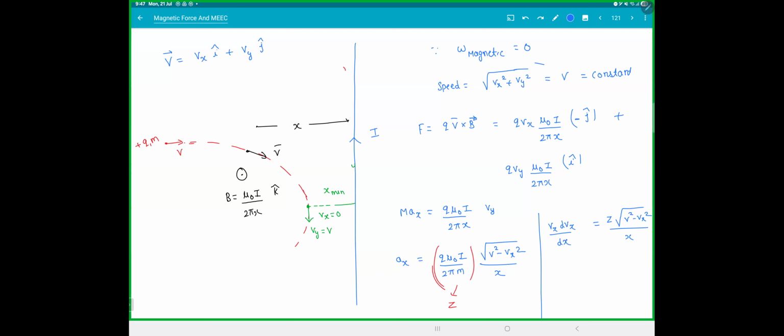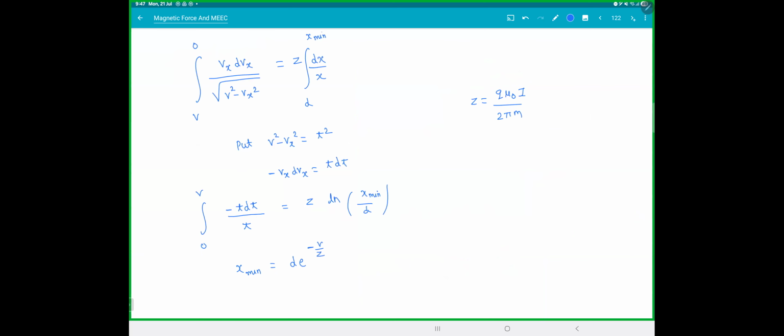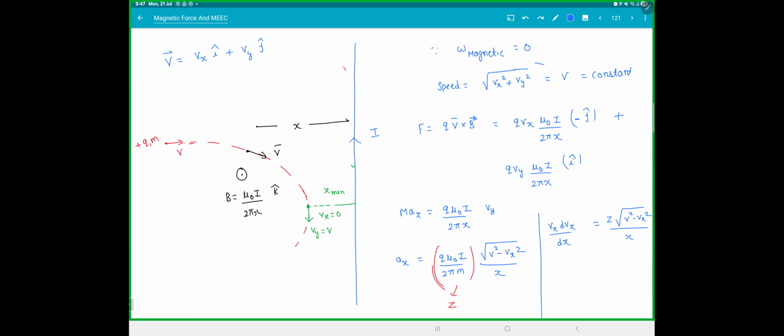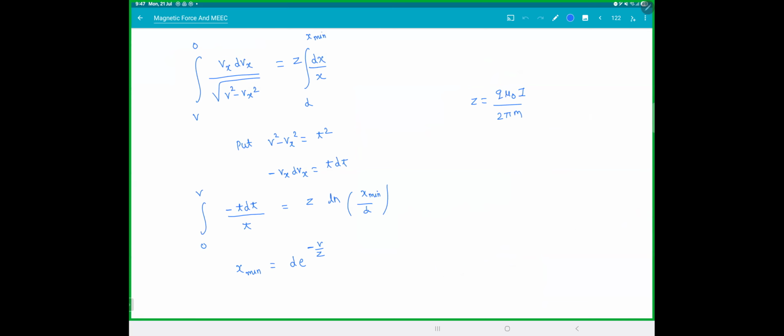This will not go in a circle. This will be completely a weird path. You're getting everything in exponentials. Things will go pretty messed up, I guess, if you try to find x and y coordinates. So anyways, any doubts on this? Next one. There. So we combined the QV cross B magnetic force with the magnetic field of an infinite wire. You'll get combination questions like this.